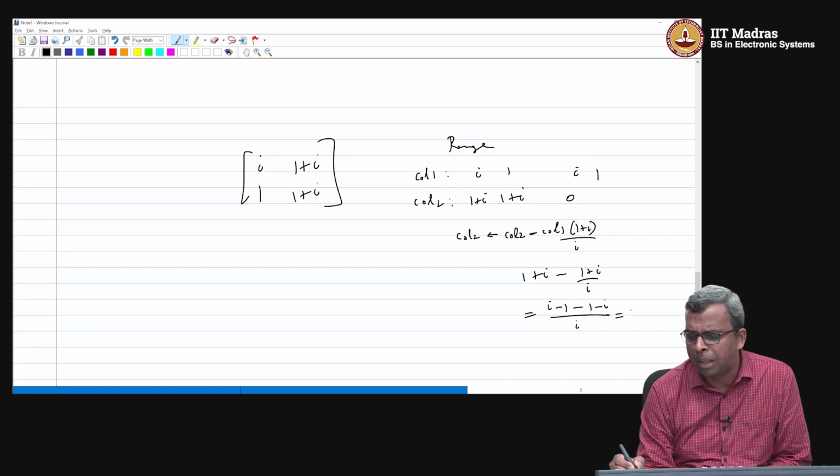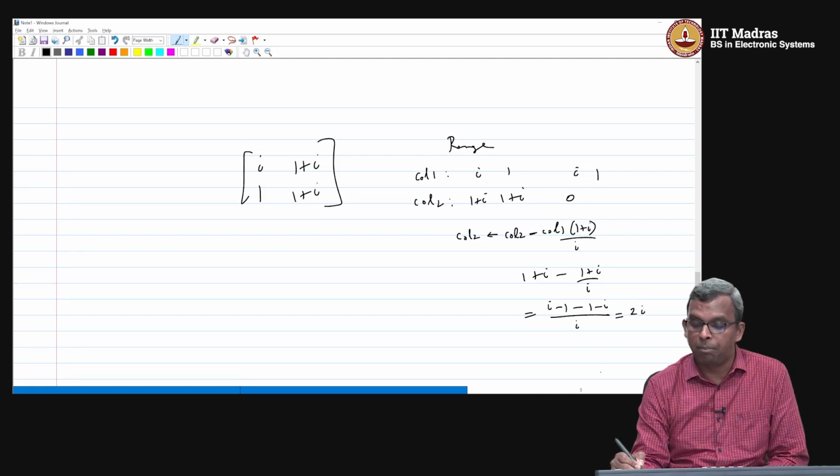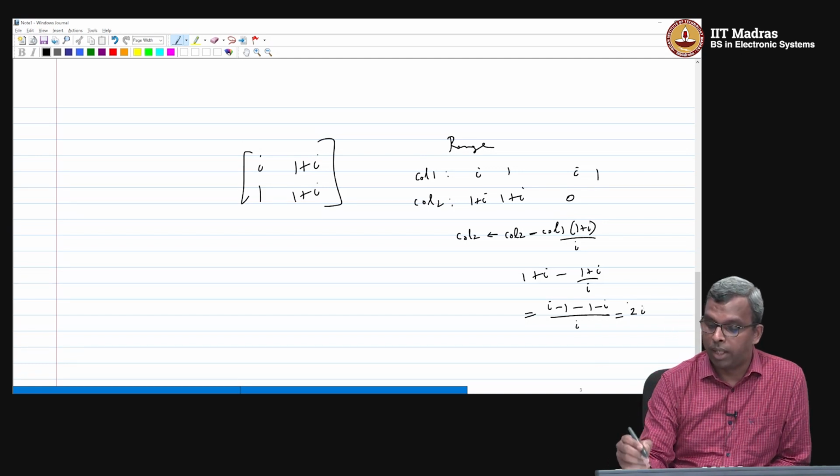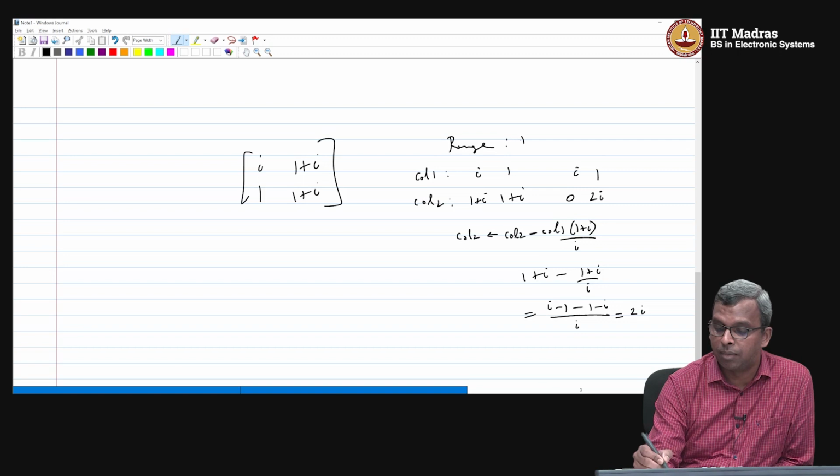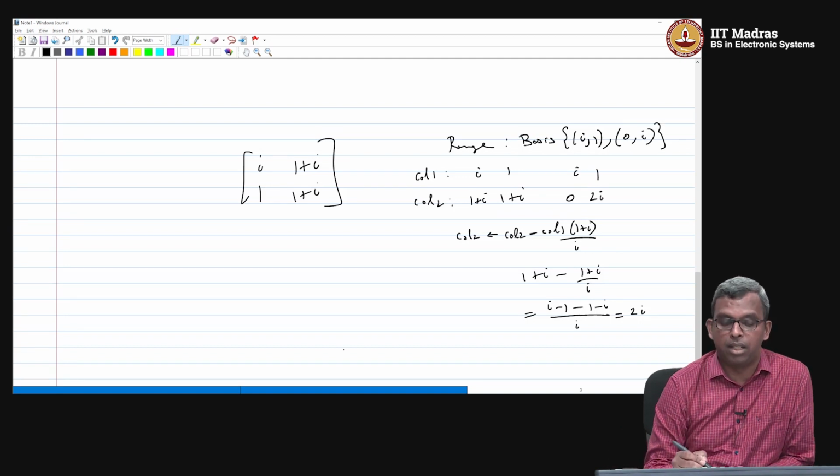What do you think that is? You can multiply and divide by i, and you will get just 2i. That is 2i, which you will get here. Okay, that is enough. So the range has a basis which is (i, 1) and (0, 2i), which is also (0, i). That is the range basis.